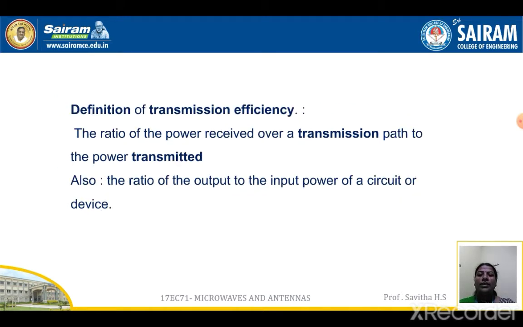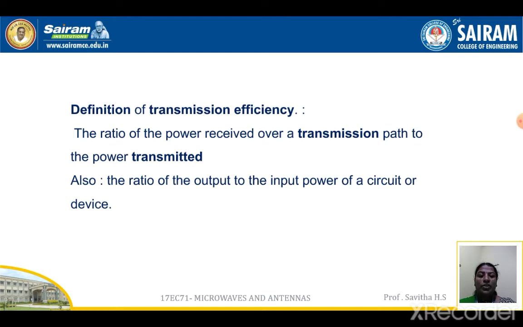For finding the transmission efficiency: the transmission efficiency is defined as the ratio of the power received over a transmission path to the power transmitted. Also, it is the ratio of the output power to the input power of a circuit or a device.